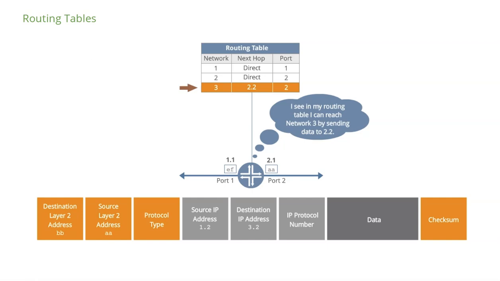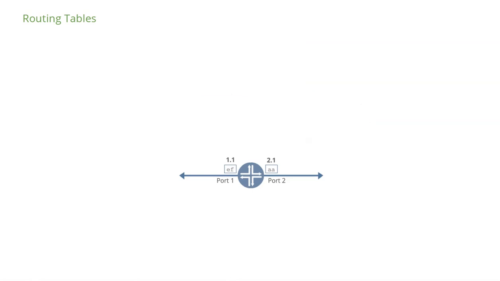Notice that this router only knows the next step or next hop to the destination network. It does not know the complete path. Through individual routing decisions made by routers at each step along the way, the data eventually reaches its destination.